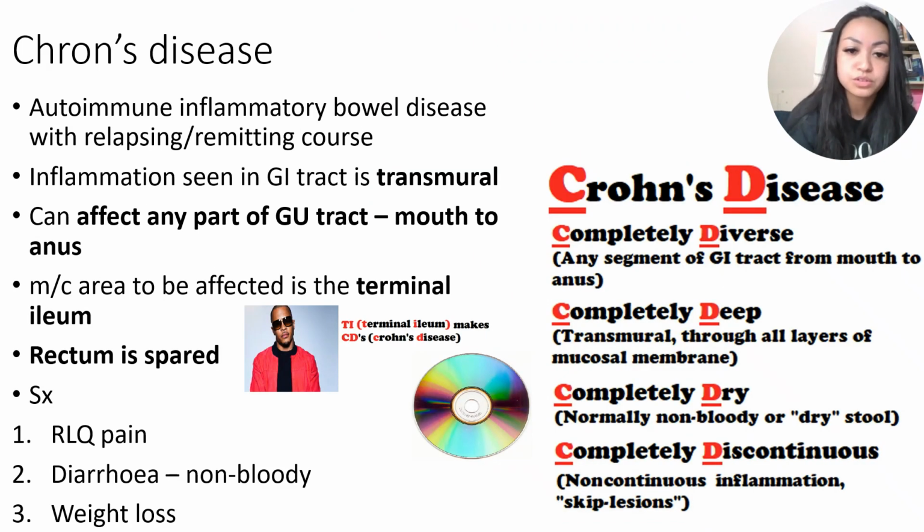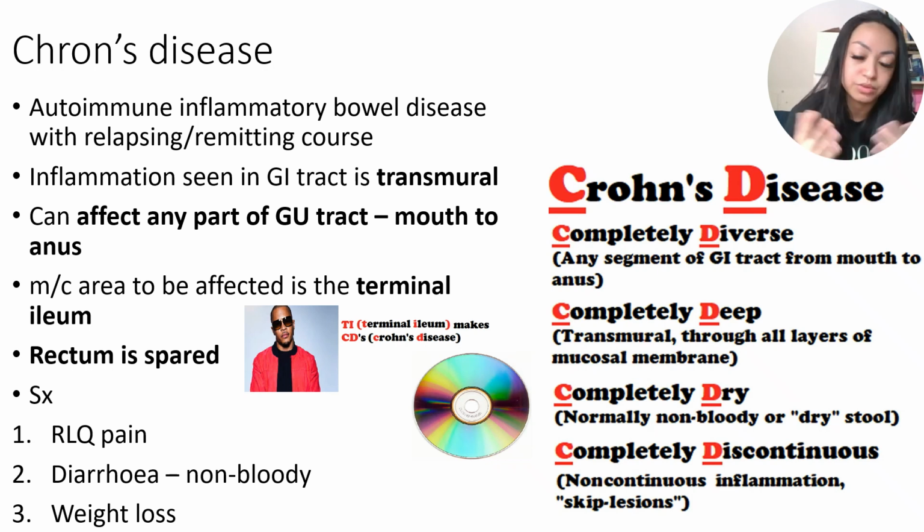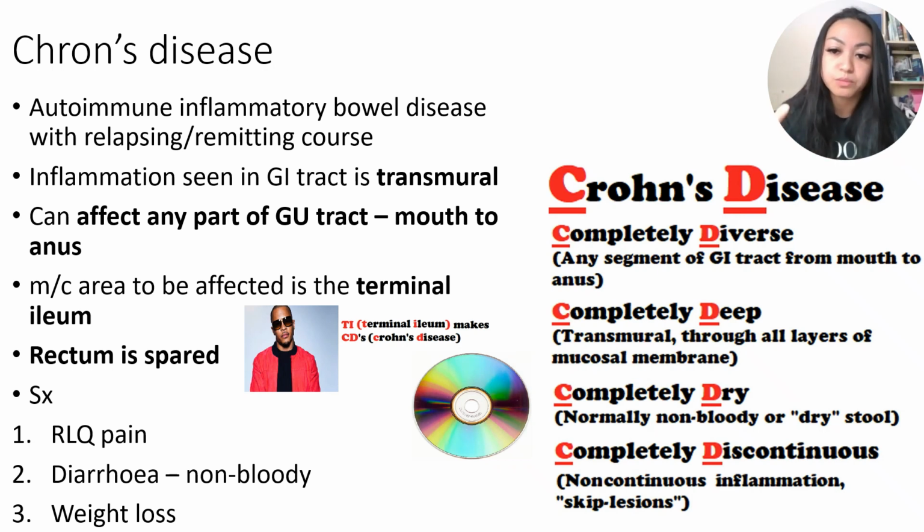Okay, so moving on to Crohn's disease. So remember that inflammatory bowel diseases have different types. So we have Crohn's and we have ulcerative colitis, which we're going to talk about today. So Crohn's disease, starting with Crohn's disease. So Crohn's disease is an autoimmune inflammatory bowel disease. It has a relapsing and remitting course. So we already know it's an inflammatory bowel disease. It's autoimmune, and it has a relapsing or remitting course. So we have to be able to distinguish Crohn's disease from ulcerative colitis.